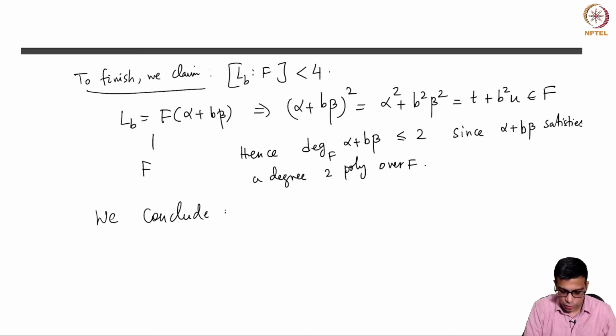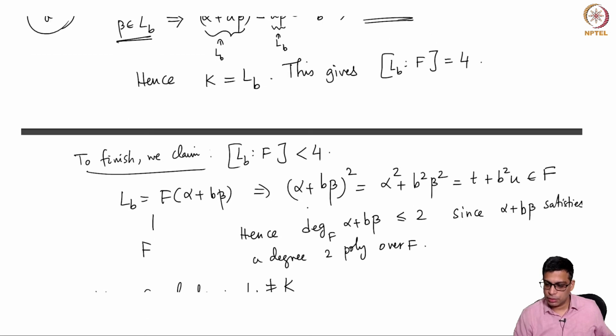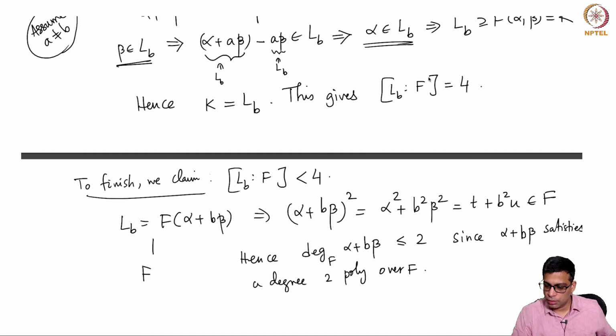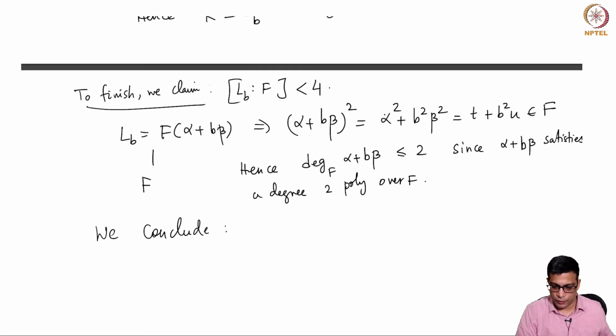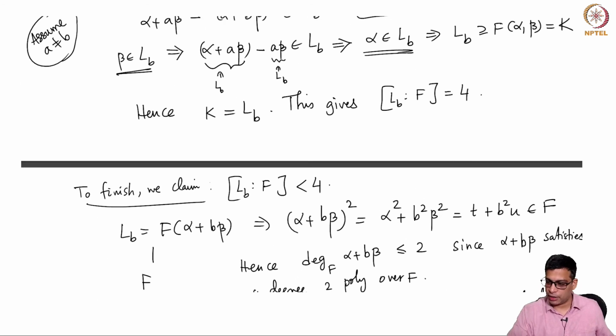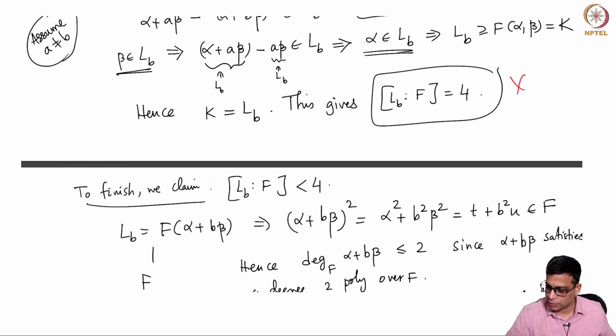so we conclude that L_B cannot be K because, so yeah, this contradicts this. So we conclude from this argument that [L_B : F] is not 4 and hence we get a contradiction. So I am sorry, I just sort of messed up at the end here by confusing you with notation, but basically this is the contradiction.